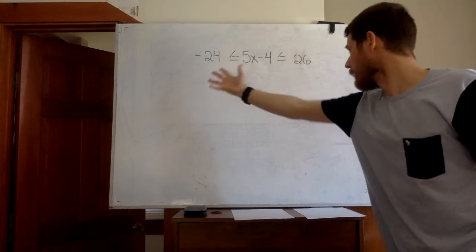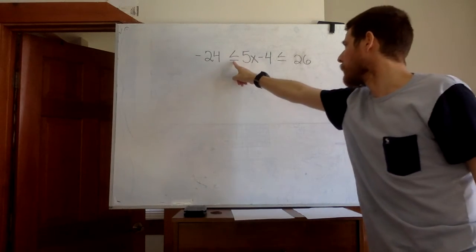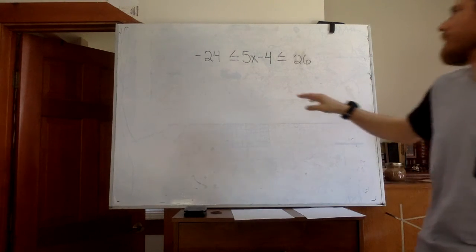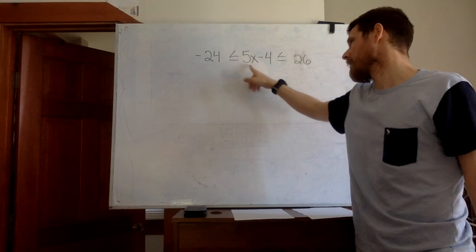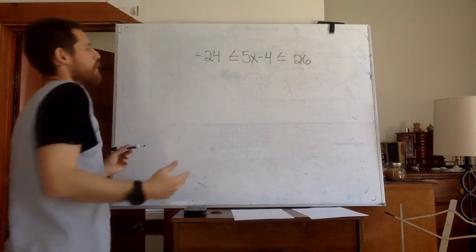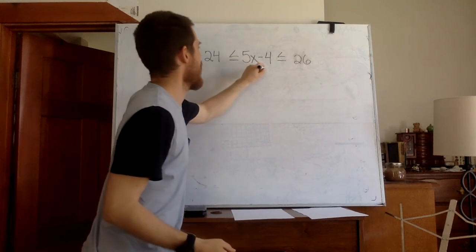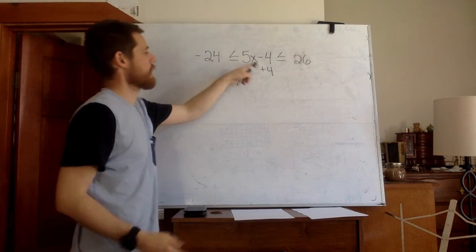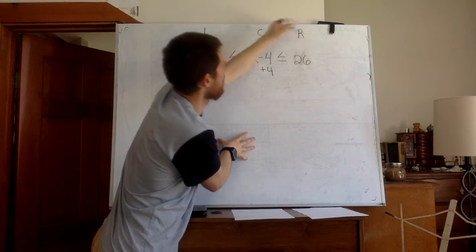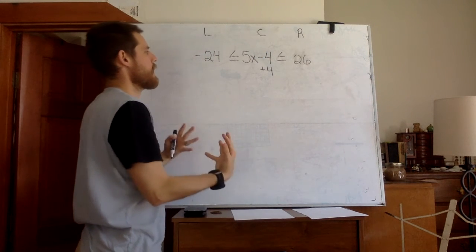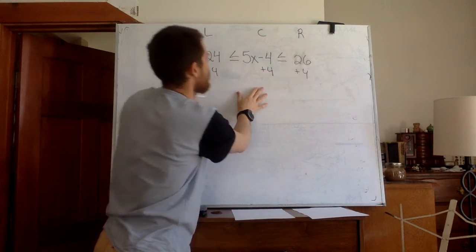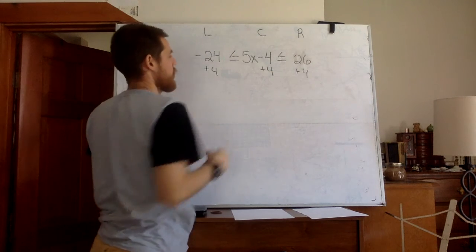Now, there's no word here. It's assumed to be an and problem because I've got two different inequality signs in the same statement. So I would read this as negative 24 is less than or equal to 5x minus 4, which is less than or equal to 26. Now I'm ready to solve like I always do. Adding 4 would get rid of the minus 4 that's stuck on the x. But I've got 3 locations. I have a left, a center, and a right. In order to keep this thing maintained, I've got to do this plus 4 in all 3 places. Once on the left, once in the center, once on the right.